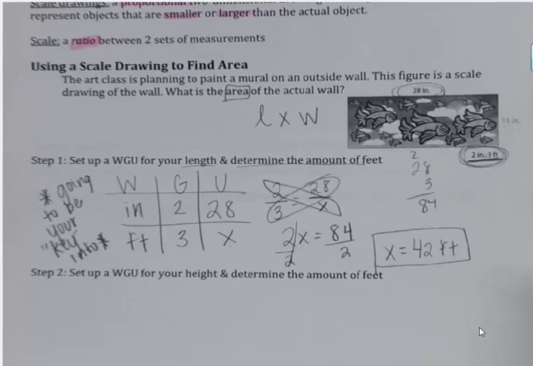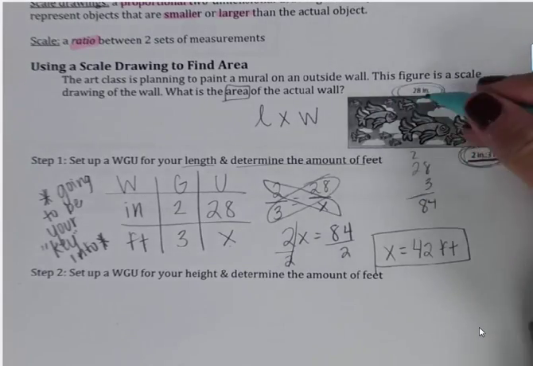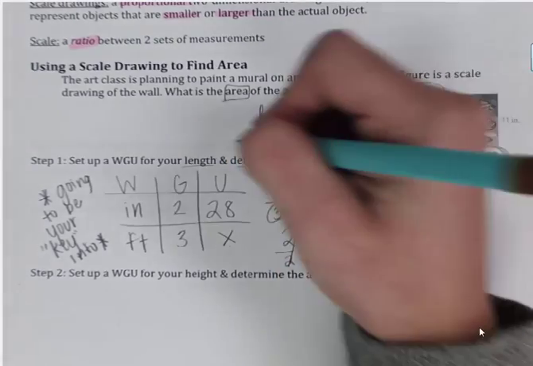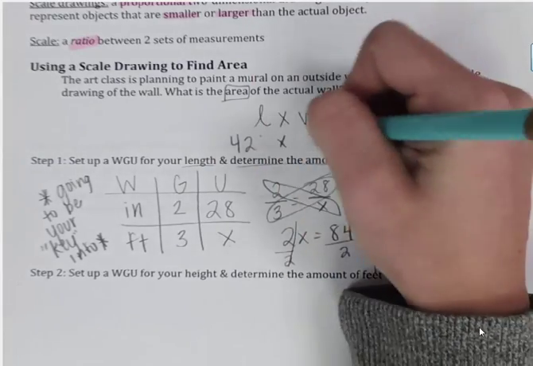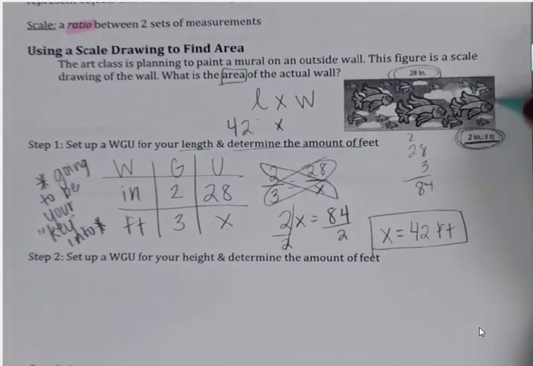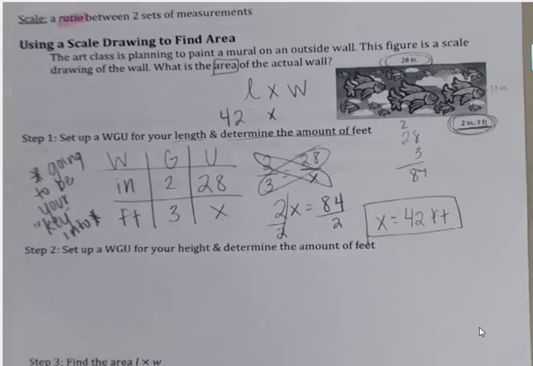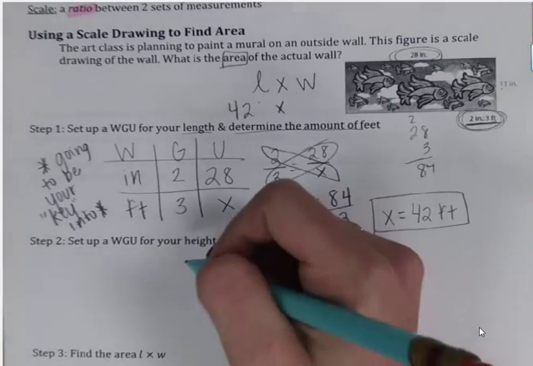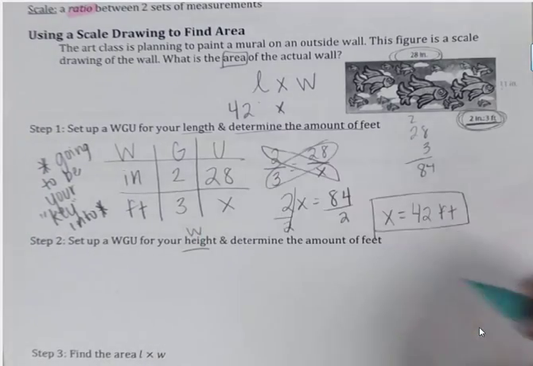But we only know this now. We can't find the area without the width as well. So we need to find the width. Alright, so set up a WGU for your height now, or width, and determine the amount of feet.